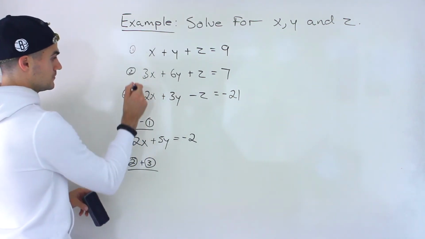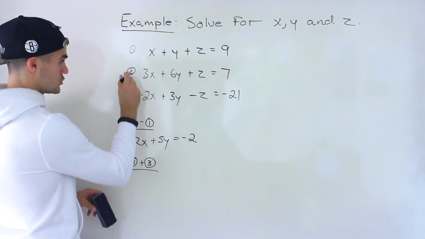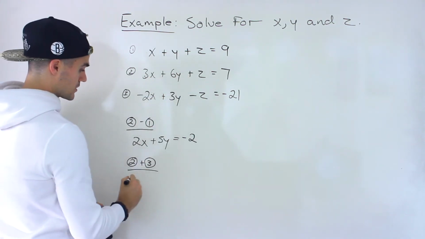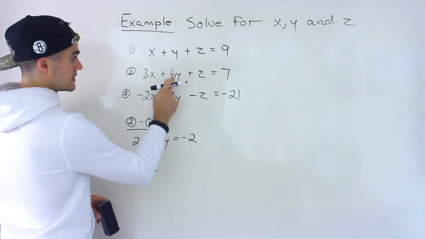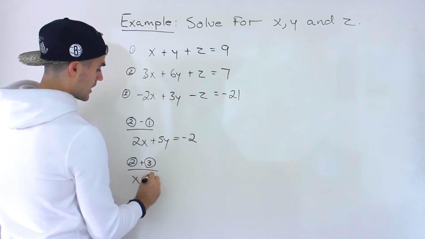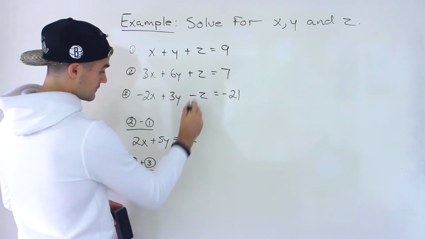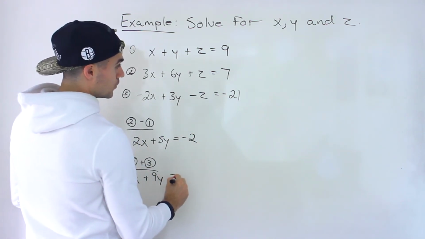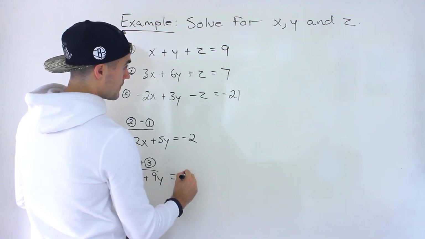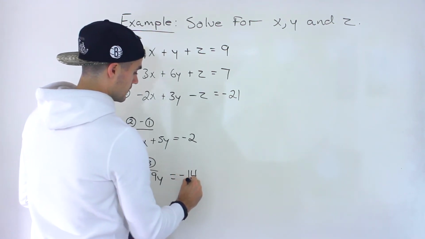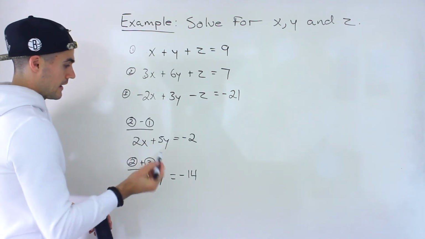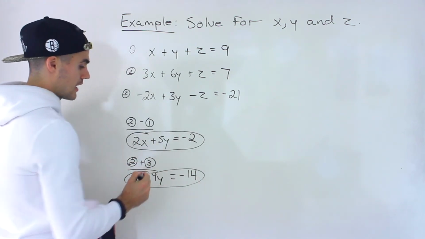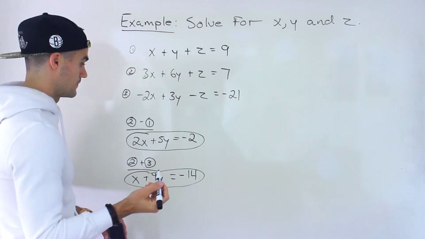So 2 minus 1, and then I'm going to do 2 plus 3. So what will happen here? 3x plus -2x would just give us x. 6y plus 3y would give us 9y. z plus -z would give us 0, as expected. And then 7 plus -21 would give us -14. Like that. And now we have two equations and two unknowns, x and y.